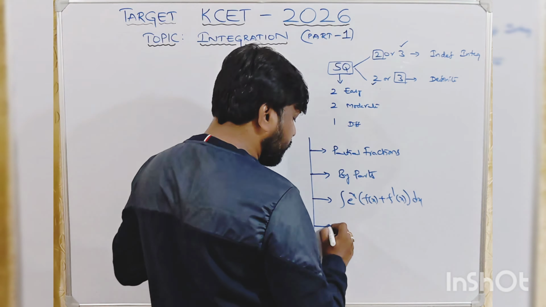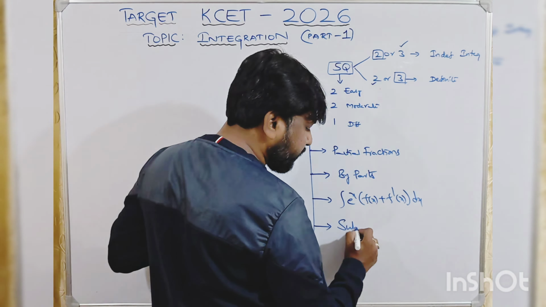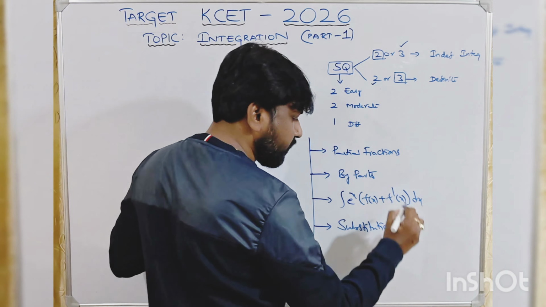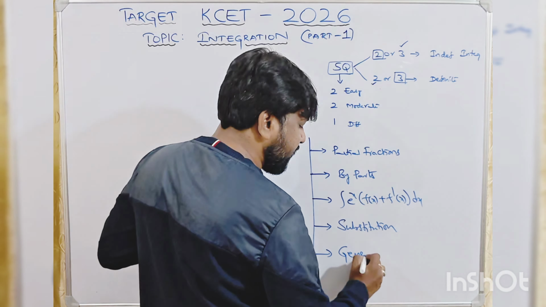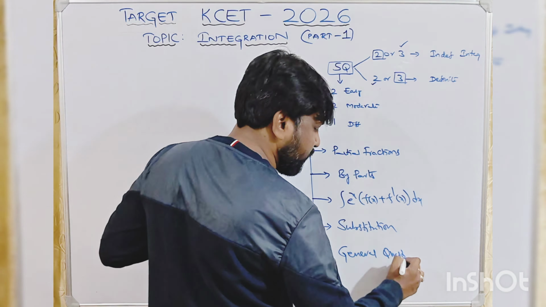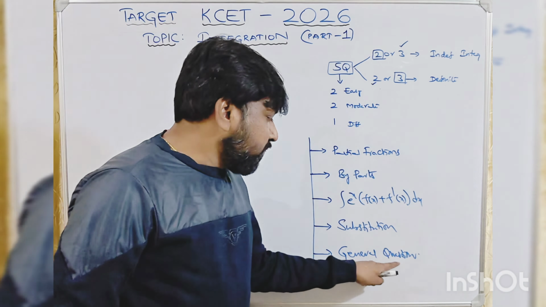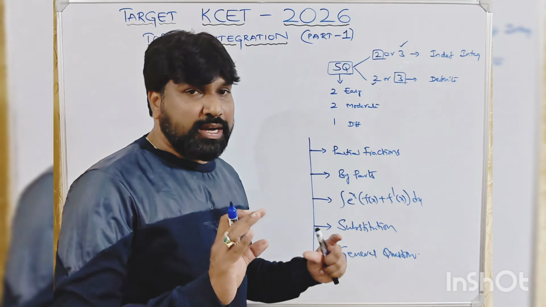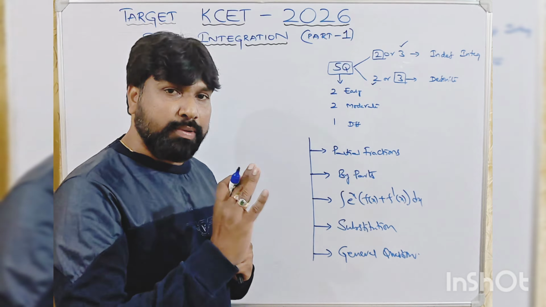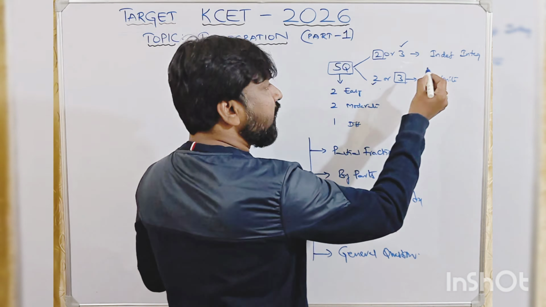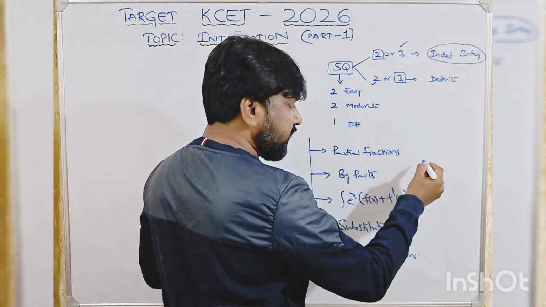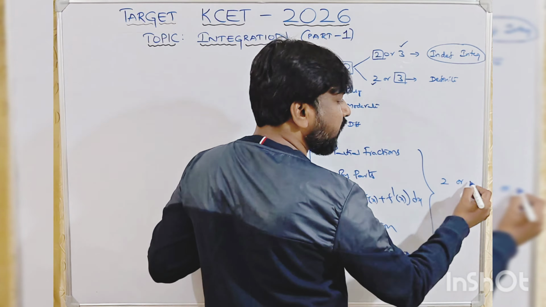Coming to the next, the fourth model is substitution. A compulsory substitution model question will be given. And the fifth one is any general question. This question may mix 1 or 2 chapters, maybe it is a difficult area, or you may need to take a common simplification, whatever it may be. From these 5 areas, either 2 questions or 3 questions they will ask in indefinite integration.